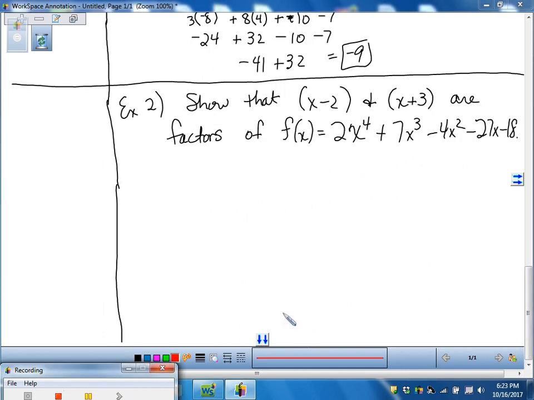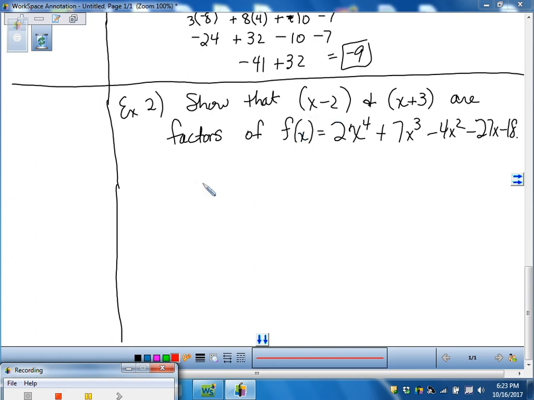Okay, example number 2 says, show that x minus 2 and x plus 3 are factors of f of x equals 2x to the fourth plus 7x cubed minus 4x squared minus 27x minus 18. So first thing we're going to do is decide which one we want to do first. I'm going to do x minus 2 first.